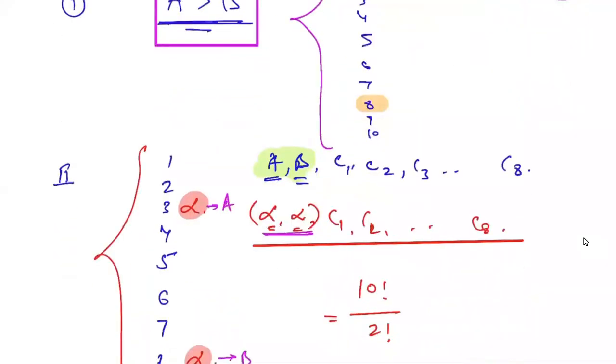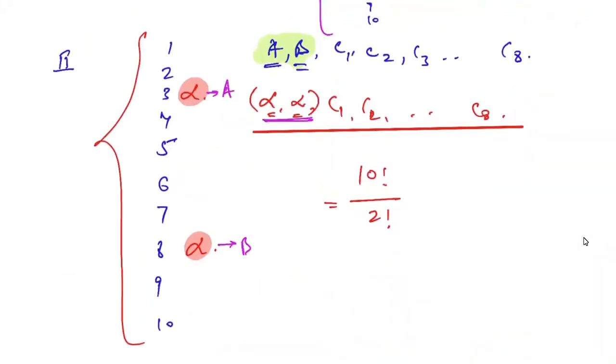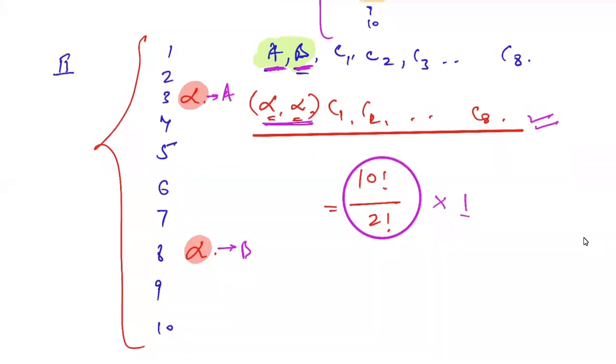Second method: we are restricting the order or the shuffling of A and B. A and B can shuffle in factorial 2 ways. So I'm assuming both A and B are alpha, and the other 8 students are there. The number of arrangements of these 10 people will be factorial 10 by factorial 2. And now we multiply by 1. The 1 shows that the above alpha I write as A and the below alpha I write as B. We are giving the specific names A and B, because that is the only way we can do it.